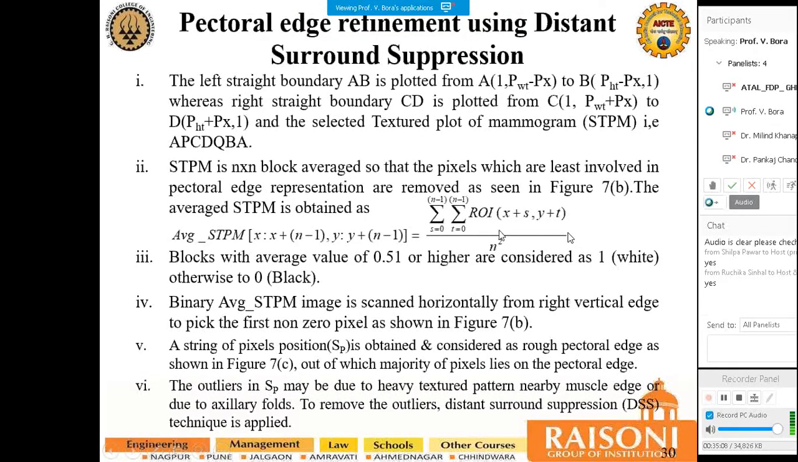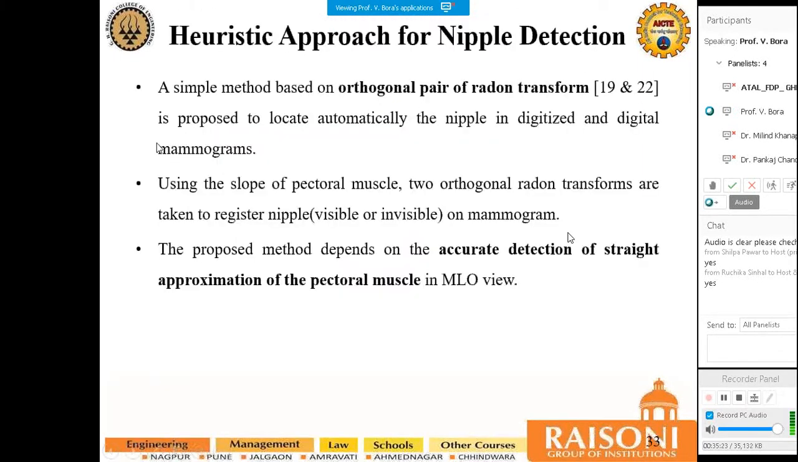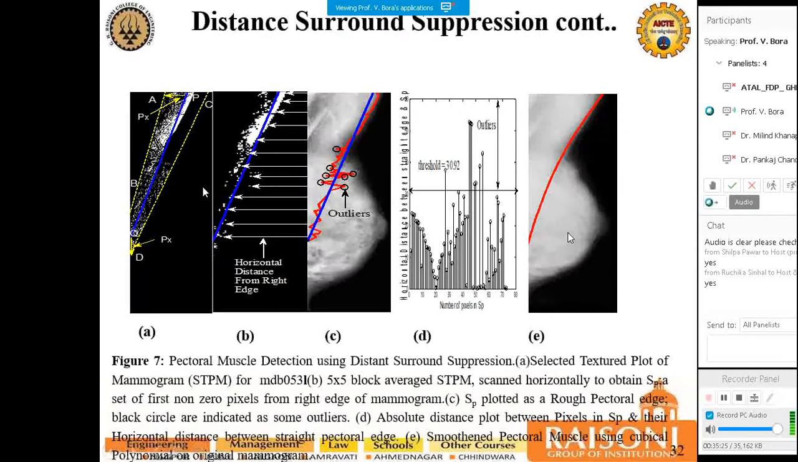Now the blocks with average value of 0.51 are kept as 1 and else they are made 0. After doing this, what happens? We had obtained this area. Yes, this region we had obtained here. This region we had obtained here. Okay, this region.